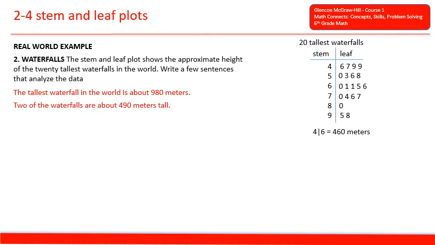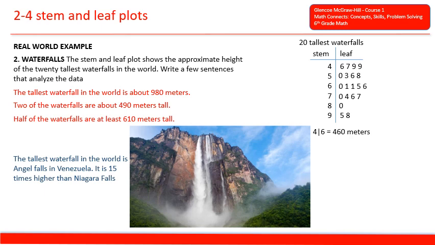2 of the waterfalls are about 490 meters tall. So if we look there, there's 2 under 4, 2 nines. So we know that 2 of them are 490-ish. And half the waterfalls are at least 610 meters. So if we look at stem 6, leaf 1, and we count all of them before that, which is 9, and we count all of them after that, which is 11, including the 610. So that statement is true.